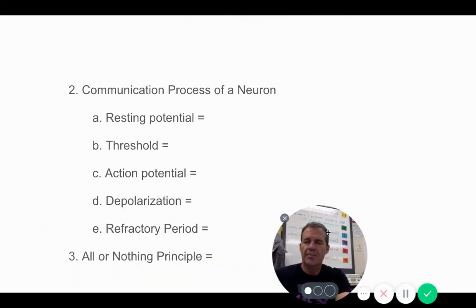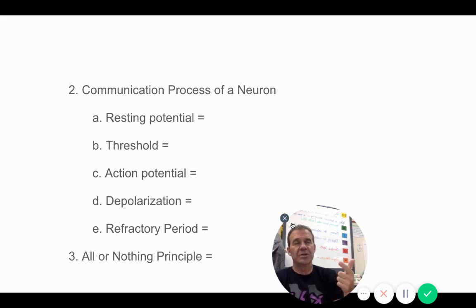Okay. Finally, we have something called the all or nothing principle, and that is the simple understanding that it's kind of like if you pull the trigger on a gun. Once you pull that trigger, there's no getting it back, and that's how a neuron fires. Once a neuron fires, it fires, okay? So it's an all or nothing principle that once a neuron fires, it can't stop firing.